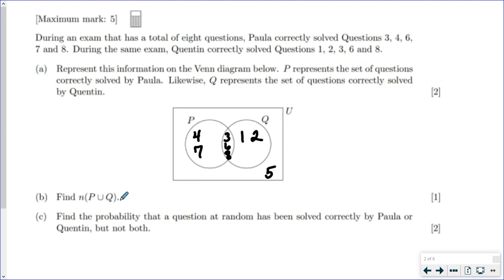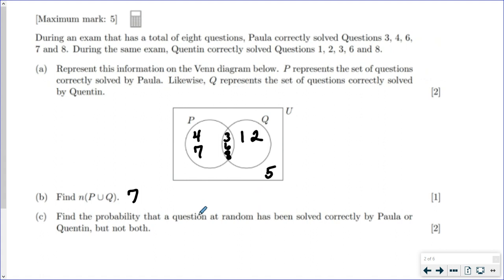B, find the number of P union Q. That is just the total number of elements that are in the union of P and Q. That means the total number of elements that are in P and or Q. So here we have 1, 2, 3, 4, 5, 6, 7 of them. So this is just 7.